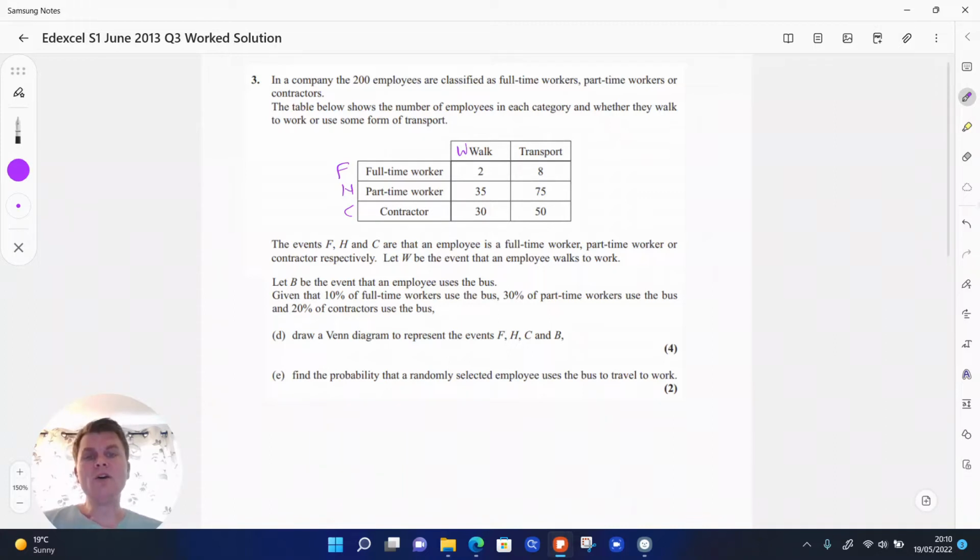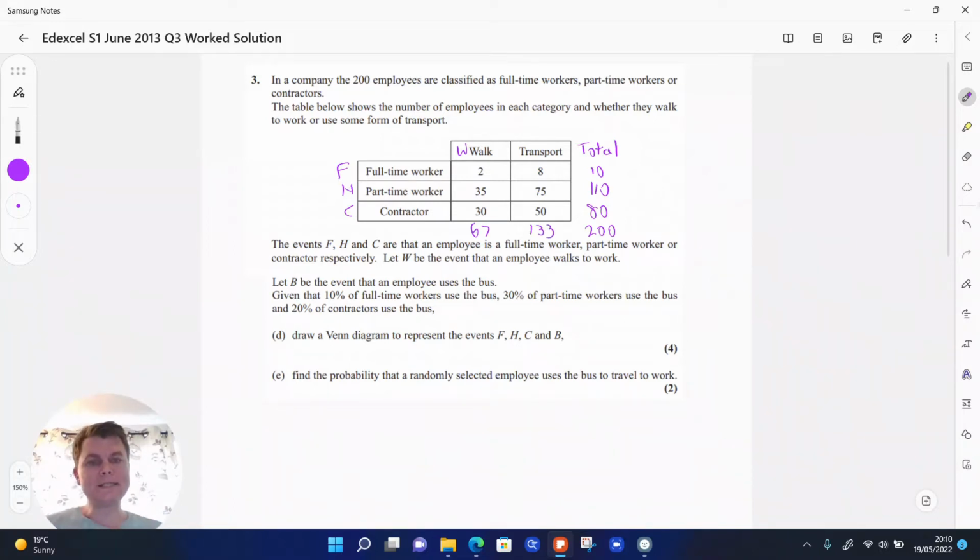Right, what would be useful here is if we just had a total column for our table. It would let us work out those percentages a little bit more easily. So if we had a total column on this side, we add all these ones up. We've got 10, we've got 110, and we've got 80. That all adds up to 200. And then underneath, just in case we need it, we've got 67 and 133.